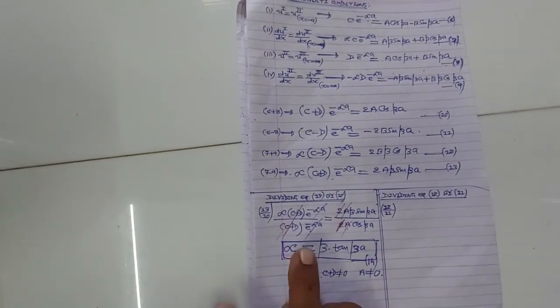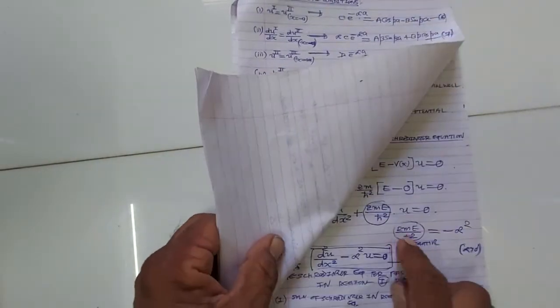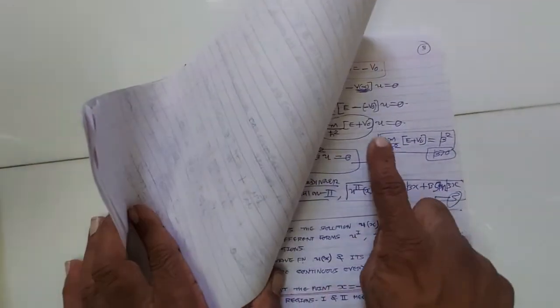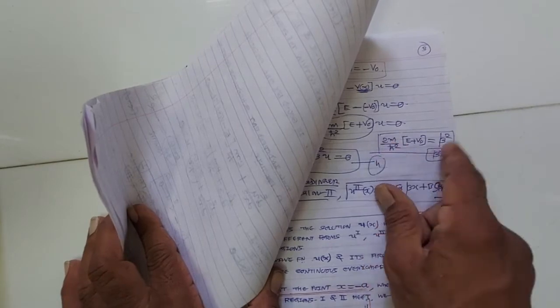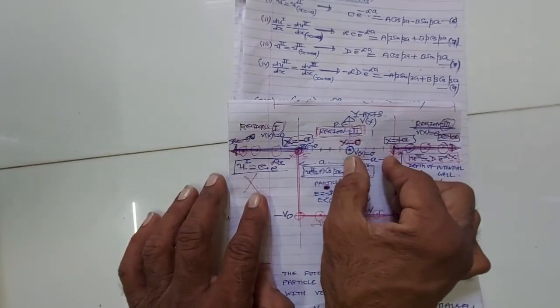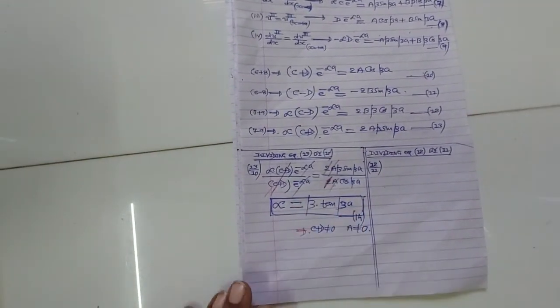In this equation you should know what alpha is. Alpha is under root 2mE upon h cross square. It is a known constant. What is beta? Beta is also a known constant. It is under root 2m upon h cross square, E plus V0. What is a? A is the width of the potential well and V0 is the depth of the potential well, right? So alpha is equal to beta tan beta is one type of solution, okay?